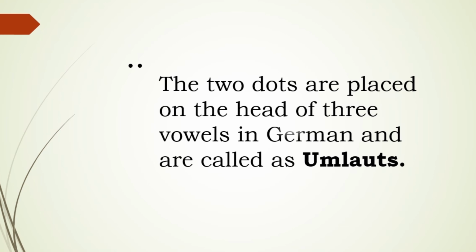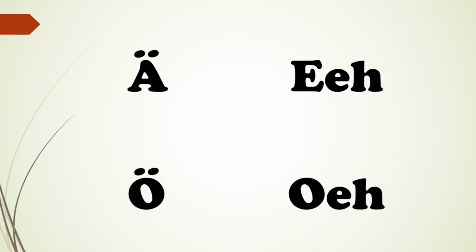So now let us check the 3 additional letters and the character. Before that I want you to know what umlaut is. The 2 dots which are placed on the head of the 3 vowels in the German language are called umlauts. And the vowels on which these dots are placed are namely A, O and U. In English, those are A, O and U. When the umlaut appears on the head of the vowel A, that is Ä in German, the pronunciation of this letter becomes E.